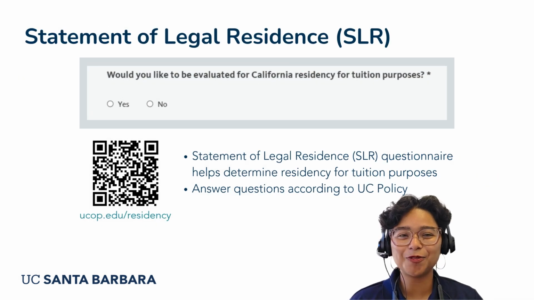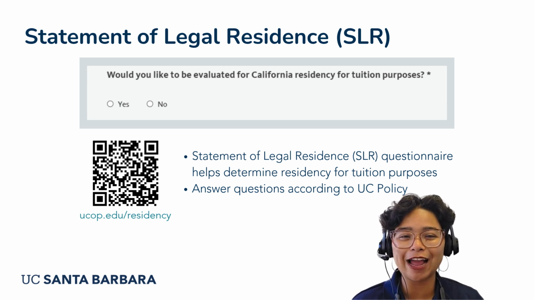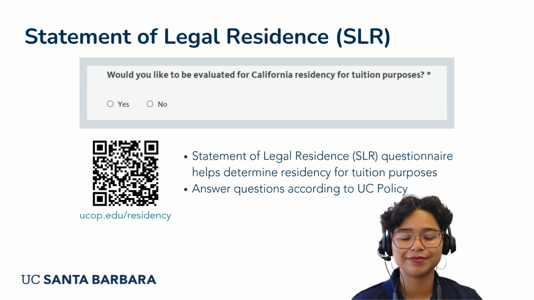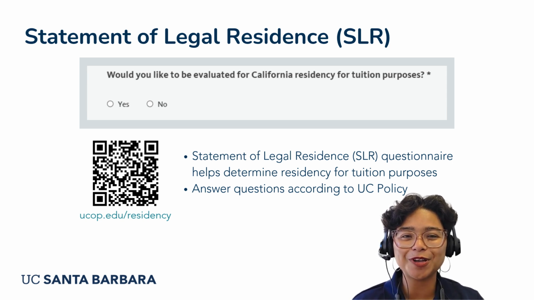The UC application will ask, would you like to be evaluated for California residency for tuition purposes? You can select yes or no. This question is used to determine admission for tuition purposes, or in other words, determining if you qualify for in-state or out-of-state tuition. The Statement of Legal Residency questionnaire helps determine residency for tuition purposes. Answer questions according to UC policy. Please keep in mind that this section does not impact an admission decision. If you would like to learn more, feel free to scan the QR code or visit ucop.edu/residency.